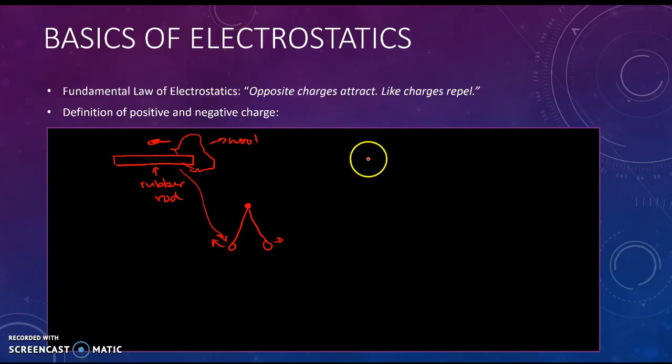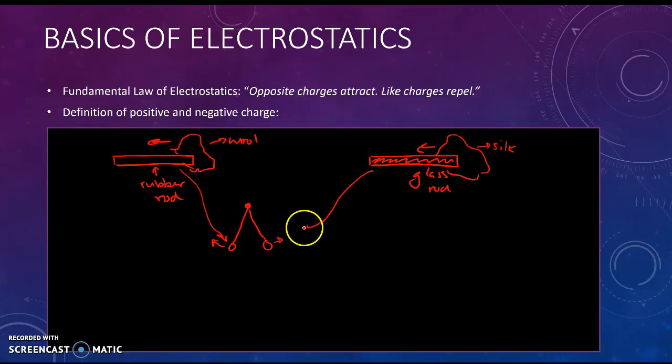And then we found that there are other materials, like maybe a piece of glass. So this is a glass rod. And then we could take maybe a piece of silk, and we could rub the silk on it. And when we touch that, what we found is that one of the spheres would be attracted to the glass rod that we rubbed the silk against.